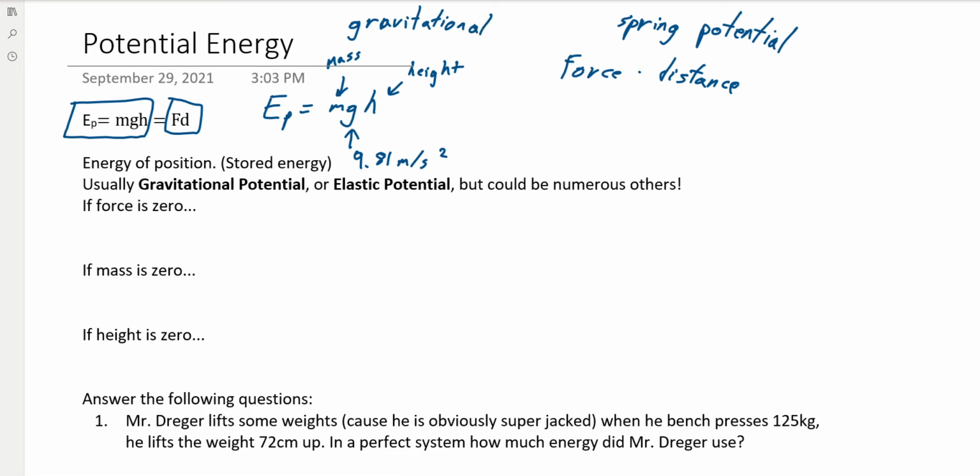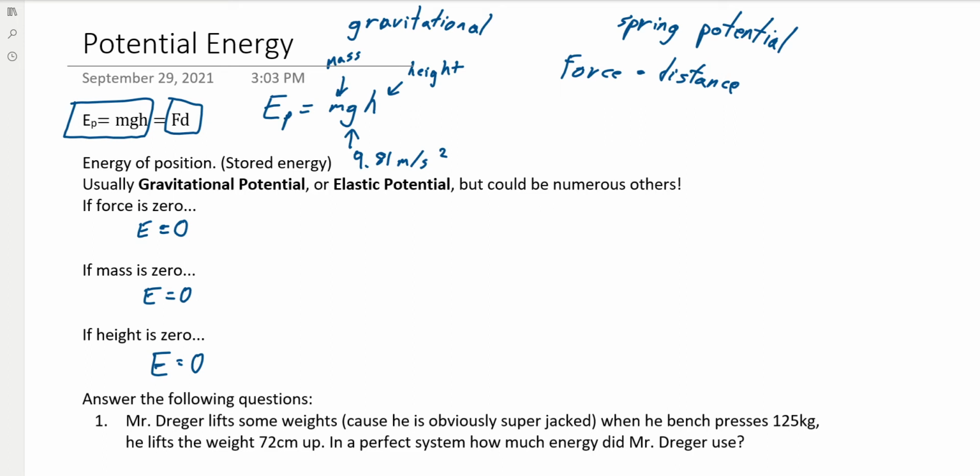All right, so if you can imagine in these cases here, if the force is 0, right, if you multiply any number by 0, then the energy is 0. If the mass is 0, then energy is 0, and if height is 0, then the energy is also 0. So it doesn't matter which of these things, if any of them are 0, energy equals 0.